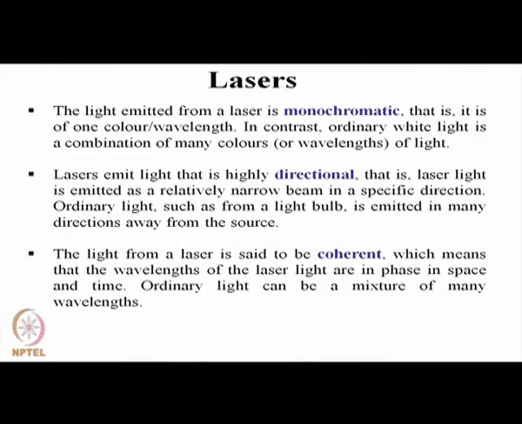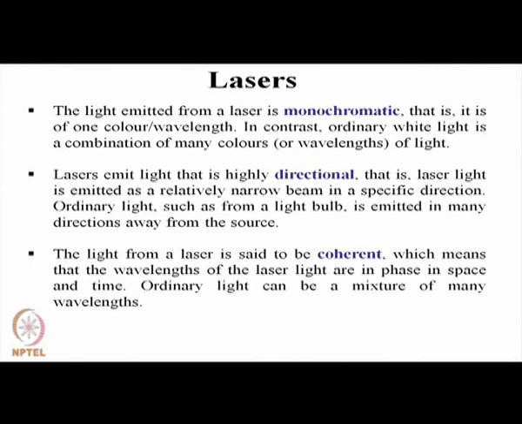These two mirrors have to be very specific, like they have to be parallel to each other. Therefore, it is highly directional, and laser light is emitted as a relatively narrow beam in a specific direction. Ordinary light, such as bulb light, is emitted in many directions, all the possible directions, but lasing is a very directional thing. The light from a laser is said to be coherent, which means that wavelengths of the laser light are in phase in space and time.